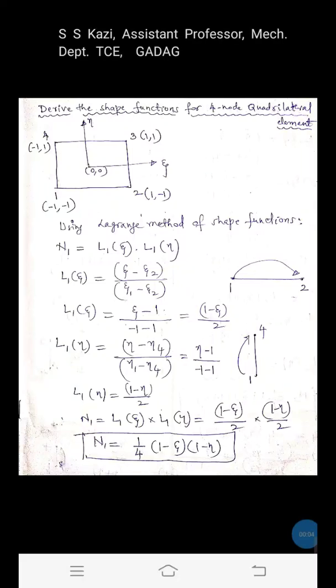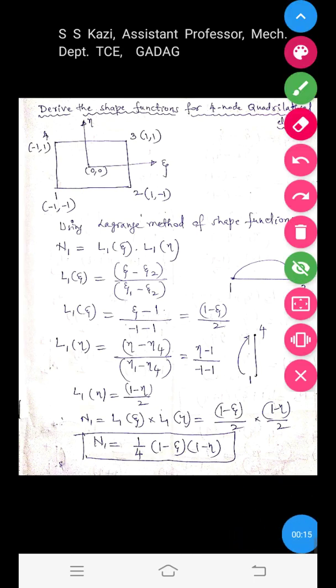In this video session, let us learn how to derive the shape functions for the 4-node quadrilateral element in terms of natural coordinates. We know that the 4-node quadrilateral element is one of the two-dimensional elements used in FEM. That is, at each node there are 2 degrees of freedom, that is, the x and y components of displacement at each node.